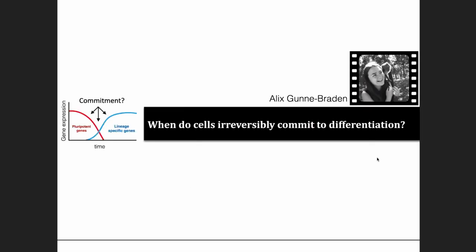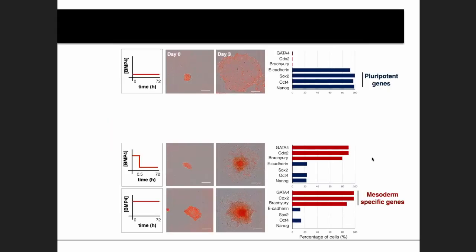So Alex, a PhD student in my lab, was very interested in understanding whether irreversible commitment to differentiation was also a late event, also something that happened as cells progress through differentiation. And what Alex found was actually extremely surprising: cells actually commit to differentiate within minutes. The experiment that Alex did was very simple. She pulsed cells with BMP for just half an hour.